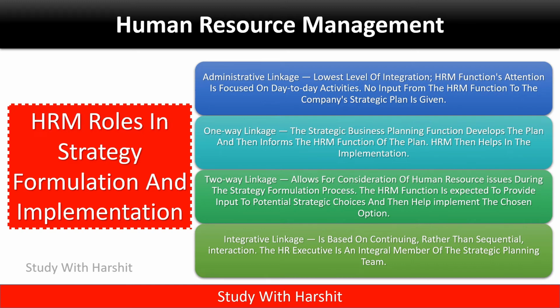One-way linkage. The strategic business planning function develops the plan and then informs the HRM function of the plan. HRM then helps in the implementation. Two-way linkage allows for consideration of human resource issues during the strategy formulation process. The HRM function is expected to provide input to potential strategic choices and then help implement the chosen option. Integrative linkage is based on continuing rather than sequential interaction.